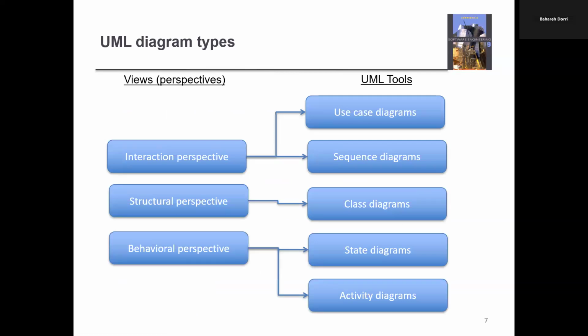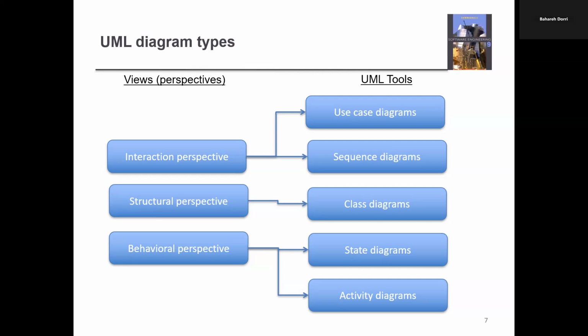This diagram is a really helpful summary of how different UML tools align with the perspectives we have been discussing. Let's start with the interaction perspective. This view focuses on how users or systems interact with the software. To model this, we commonly use use case diagrams, which capture high-level functionality, and sequence diagrams, which dive deeper into how interactions flow over time, step by step.